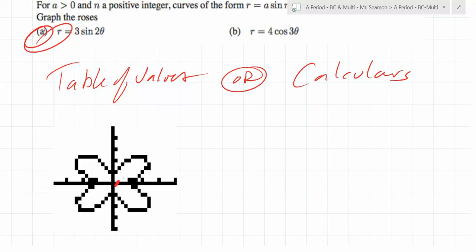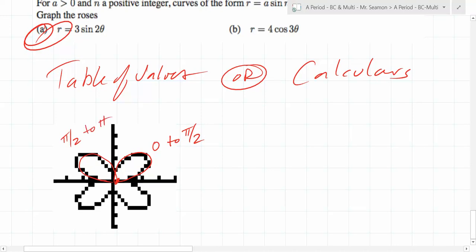It's 2 theta, right? So each of these petals, what happens? That is 0 to what? Pi over 2. This petal is pi over 2 to what? To pi. This one is pi to 3 pi over 2. Yep. And what's this one? To 2 pi. It's very cool.